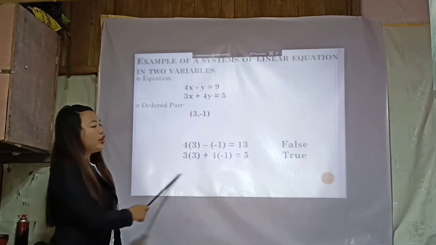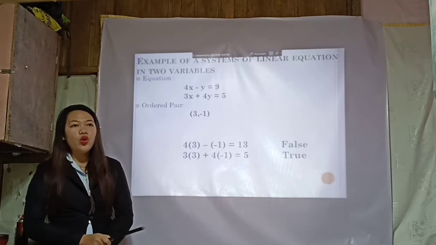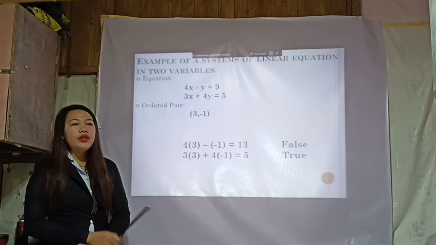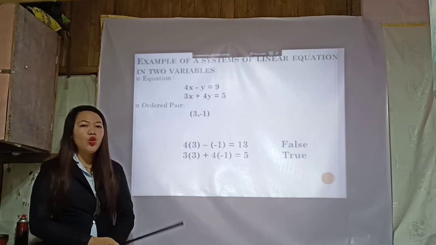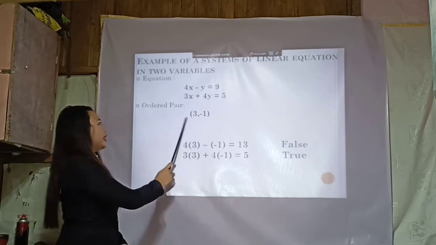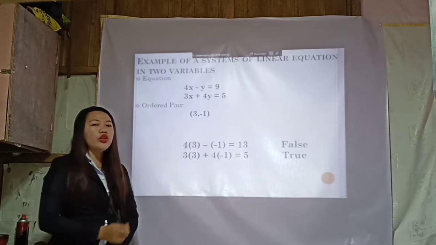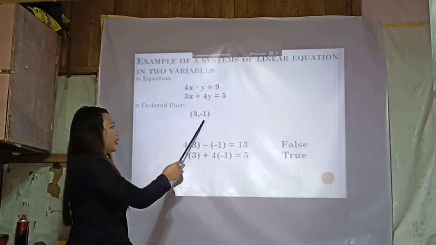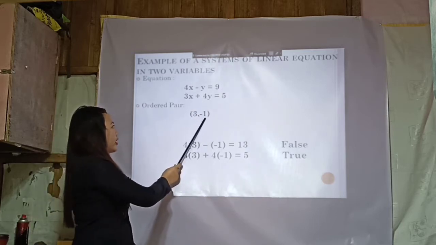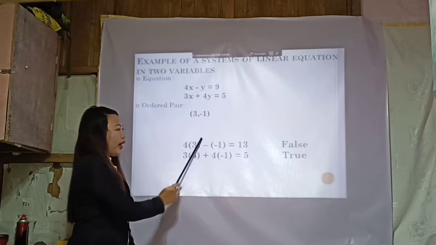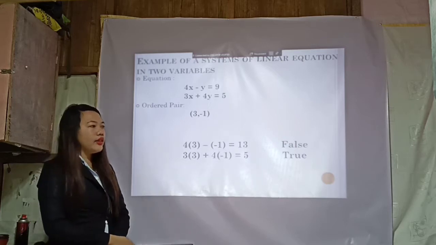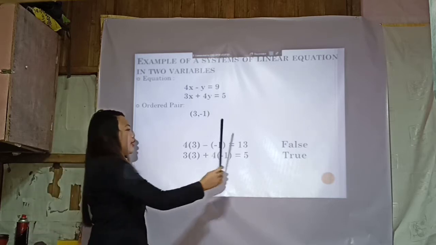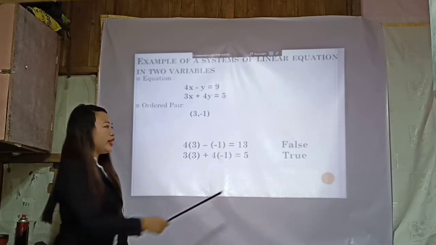So, in order to know if the linear equation is true or false, we use the ordered pairs. In order to know if a linear equation is true, just substitute these ordered pairs, the x and y, and if both sides are the same, it means it's true. But if not, it is false.